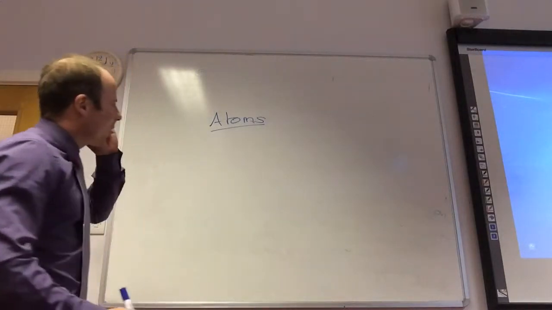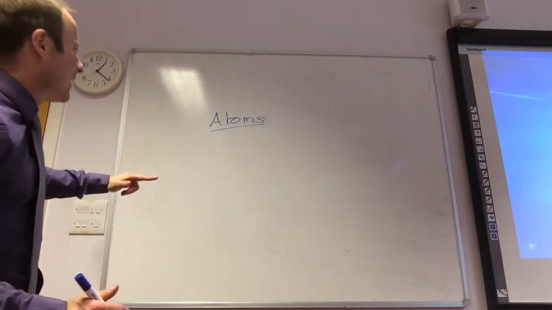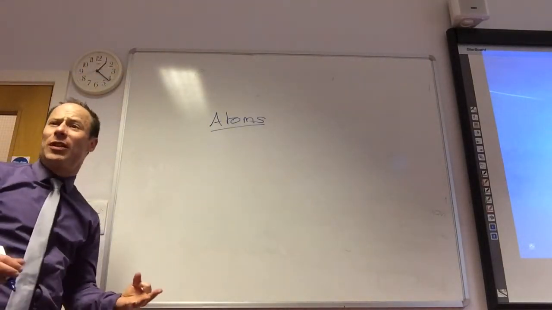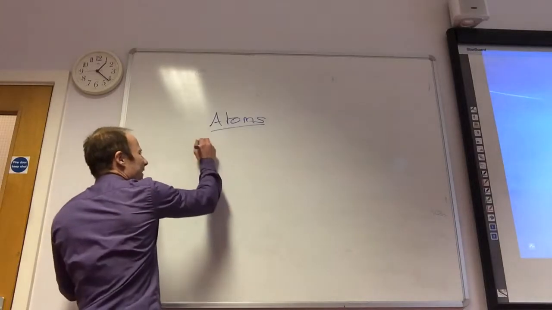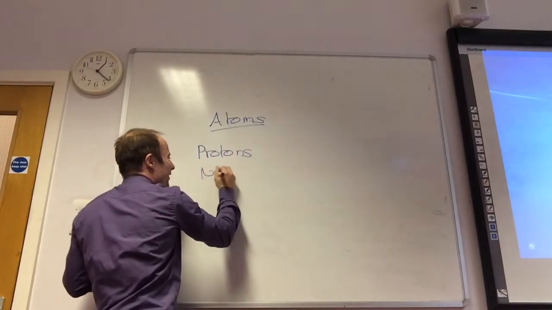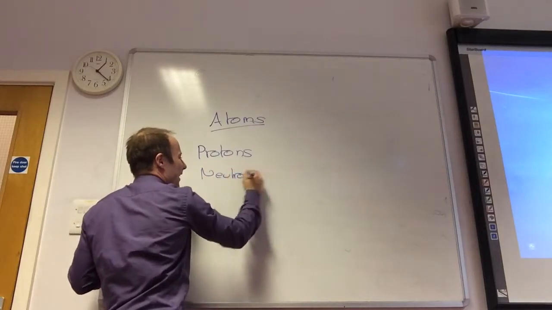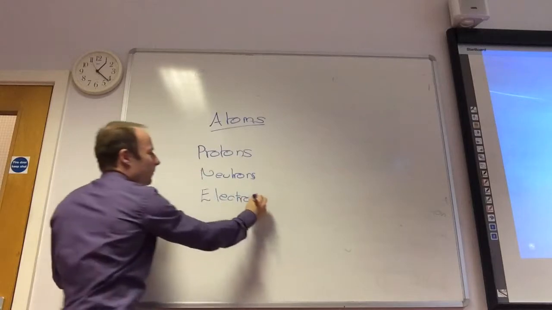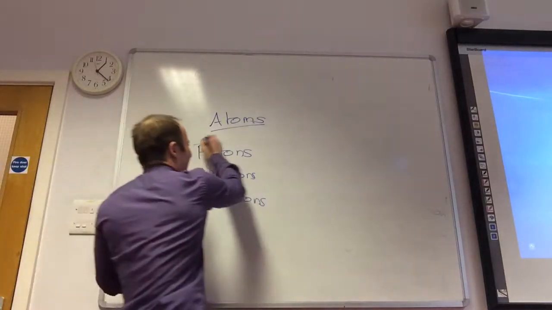Okay, so we're going to go back. Let's recap what we know from GCSE about atoms. All atoms contain 3 particles, yeah? They contain protons, neutrons, and electrons. Happy with that? Okay.